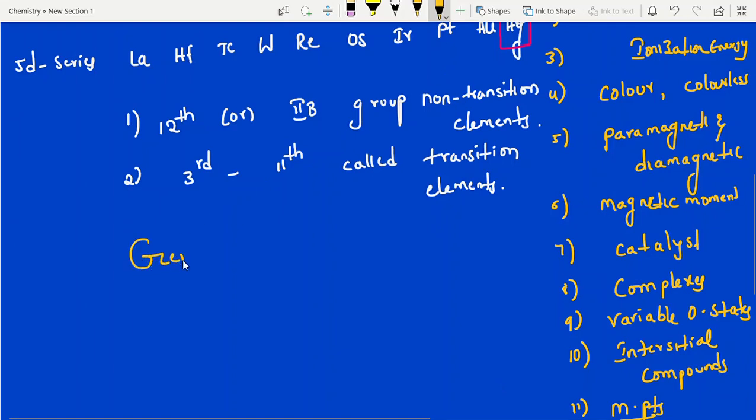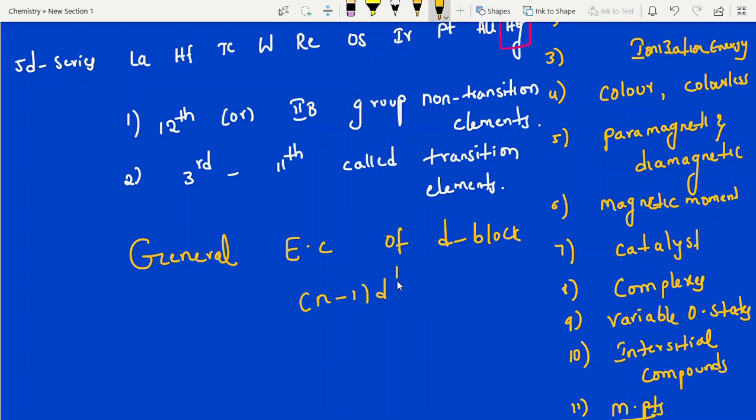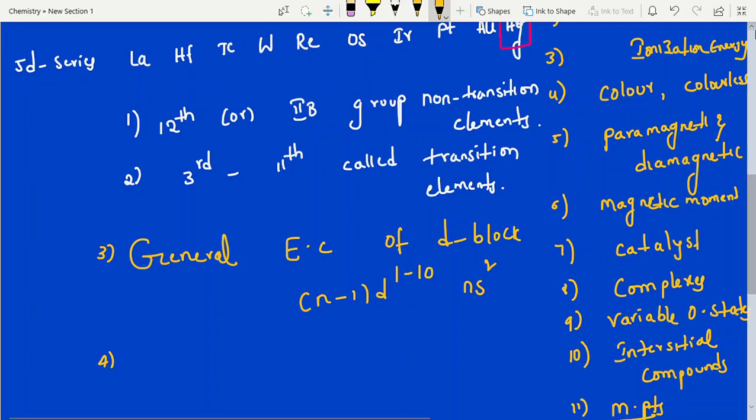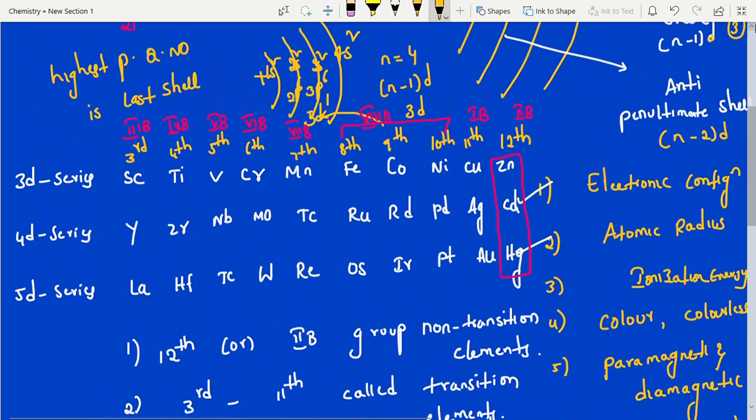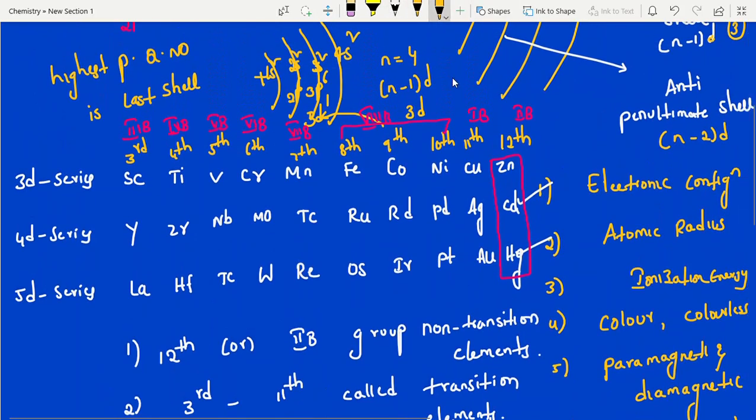General electronic configuration of D block: (n-1)d 1 to 10 ns2. This is the general electronic configuration of the D block elements. Next, this is point 3. Point 4, I can show here only, and I will explain the question. I'm going to round off some examples, because that plays a very important role.